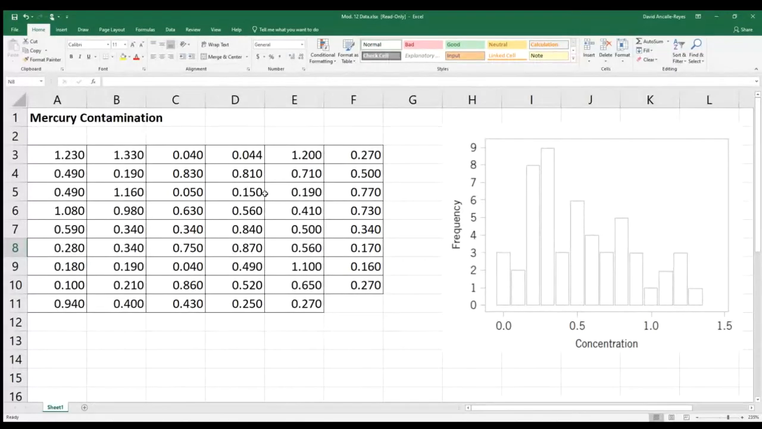I'm going to share the data with you as well here on the screen. And let's say that we have 53 samples. These 53 samples correspond to measurements of mercury contamination in largemouth bass.